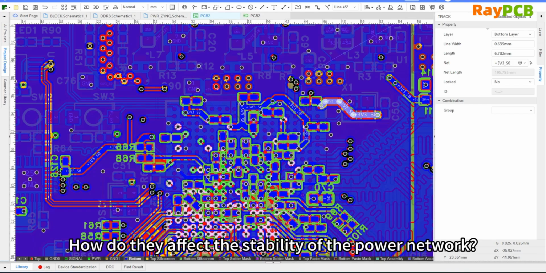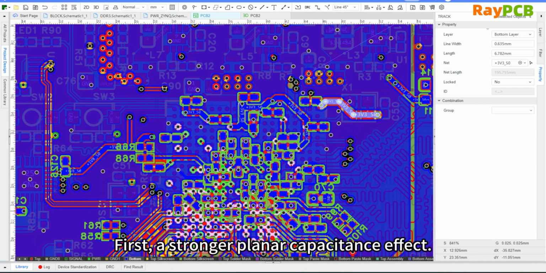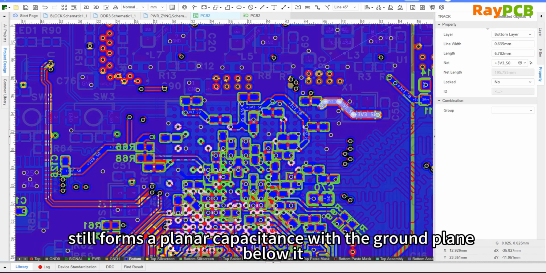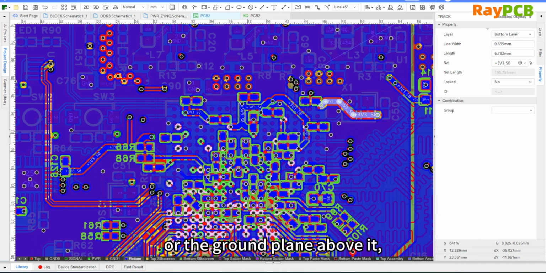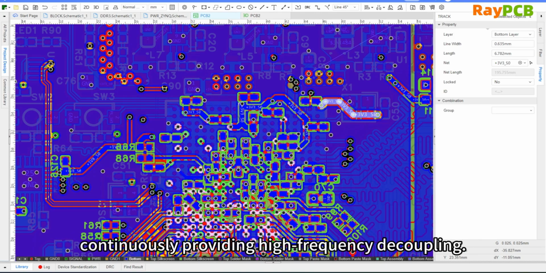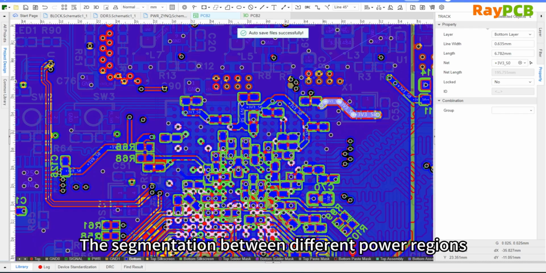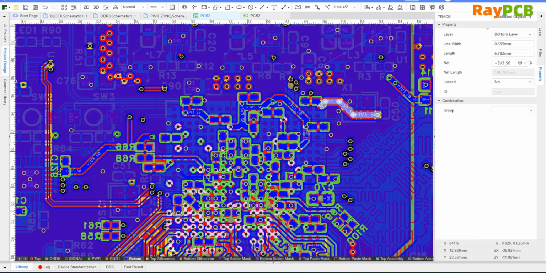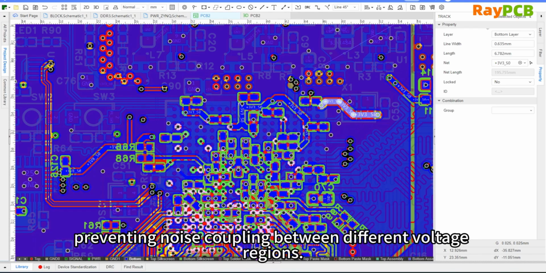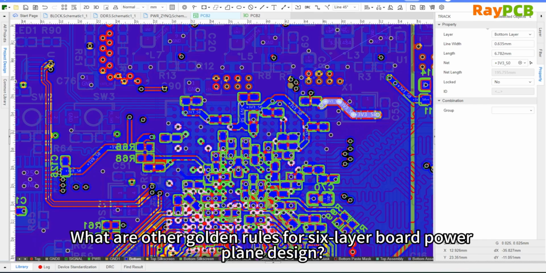How do these changes affect the stability of the power network? First, there is a stronger average capacitance effect. Each power region after segmentation still has the ground plane below or the ground plane above. This forms a planar capacitance, which continues to provide decoupling and offers better isolation. Between different power regions, the separation helps with physical isolation, preventing noise coupling between areas of different voltages.